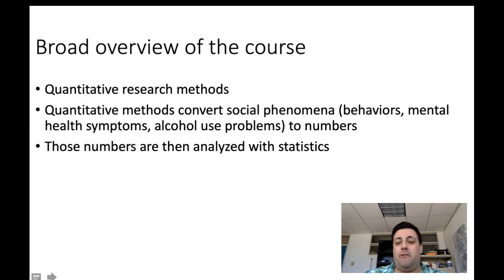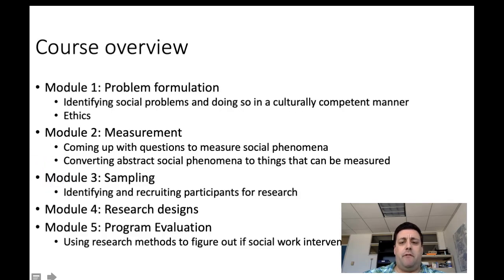Behaviors, mental health problems, alcohol use problems, sometimes violence, sometimes aggression. I mean, all of the things that social workers might intervene on are things that you can classify as social phenomena. We measure them, we convert them to numbers, and then all we do is we analyze those numbers with statistics. That's it. Now, in this course, we don't do anything with statistics, but we do talk at length about how we convert social phenomena into numbers, and that's actually one of the very first things we're going to do.